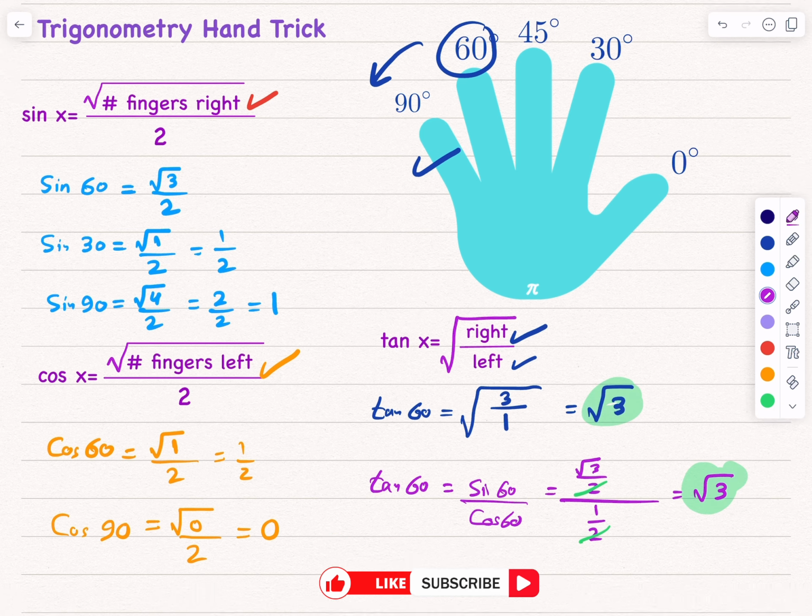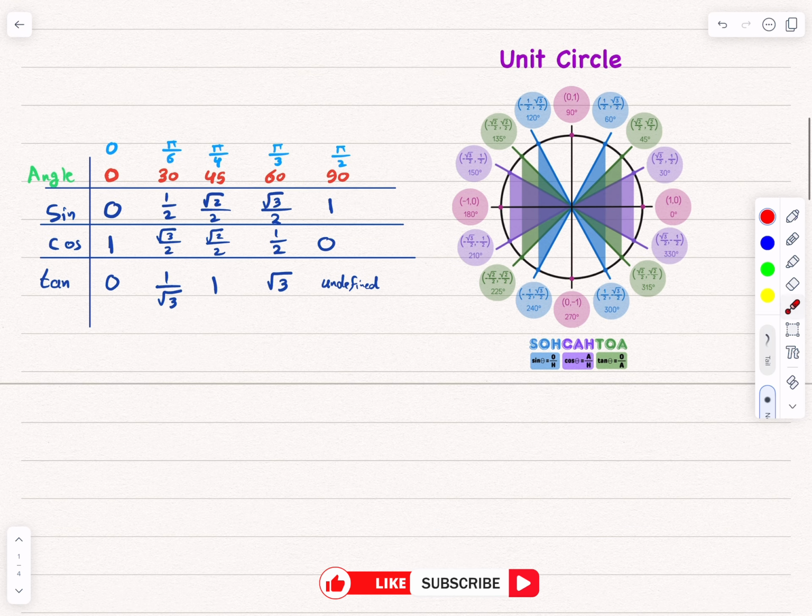With this simple trick, you can derive the whole table here, the main trigonometric ratios of these main angles.